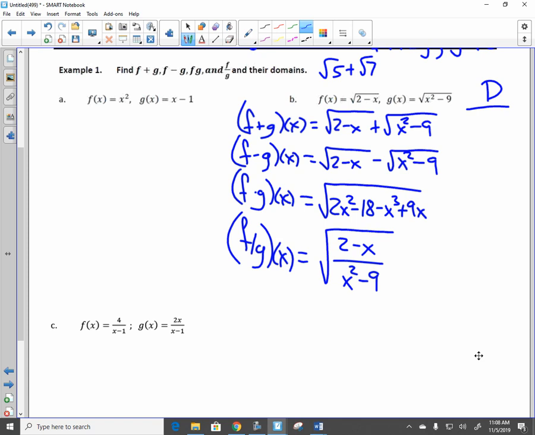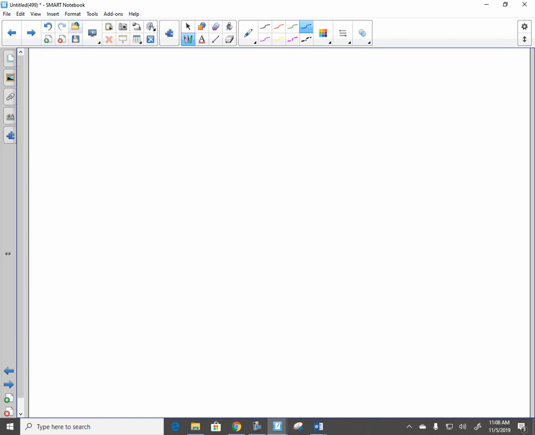I'm going to go to a separate board so that I can have a little bit more room to work. We want to consider the domain of the square root of 2 minus x and the square root of x squared minus 9. How do I consider this domain right there? What do I do? Can you plug in anything? Is it all real numbers? Why?